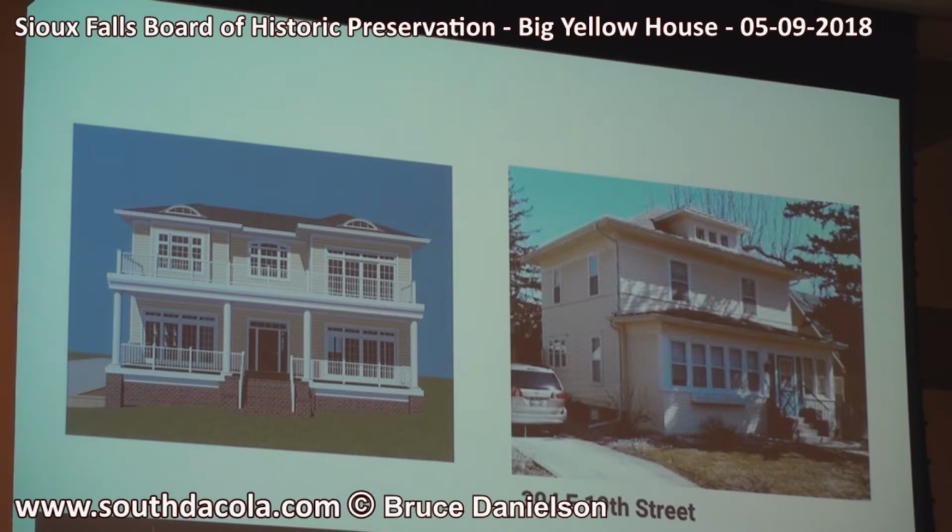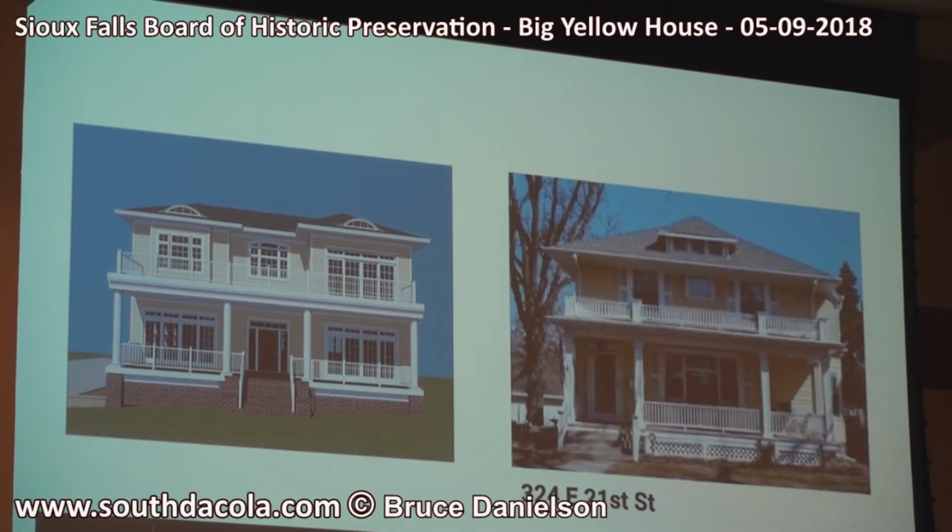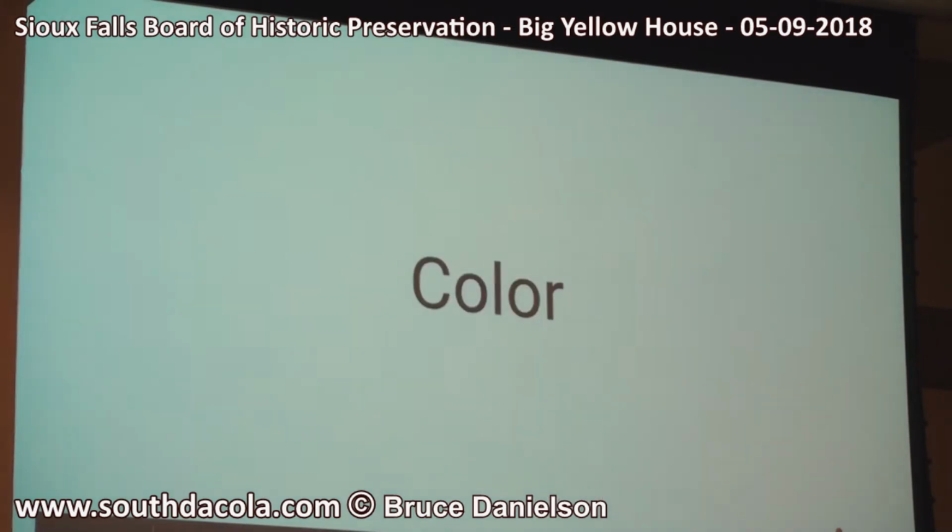304 East 19th, again, showing siding details, window wraps, very similar. 324 East 21st, again, we showed this kind of for that overall rhythm and scale. Again, a lot of the same detailing, very similar to this.